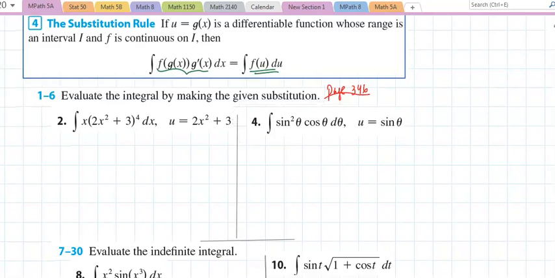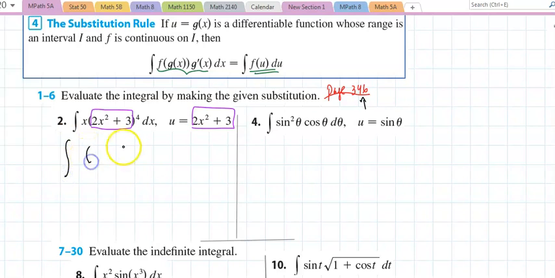Let's start with the first problem on page 346. And the first two problems, they tell you what to choose. But if you were gonna pick, wouldn't this be the inside of the radical, the power function? So this integral becomes the integral of u to the fourth. Do keep in mind, I still have those to worry about.